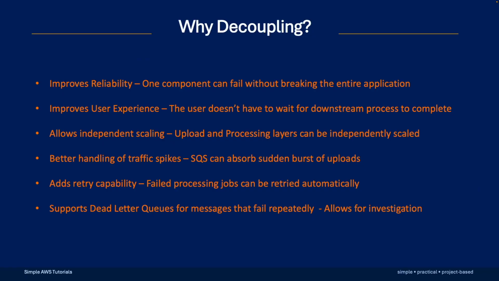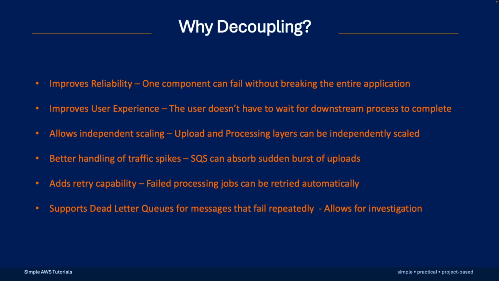It also adds retry capability. So if for some reason any processing job fails, it can be retried automatically. And to add on to that, it also supports dead letter queues for the messages that fail repeatedly. Let's say one of the images that the user has uploaded is failing multiple times. We can put that message in the dead letter queue and have a support team take a look at it. So it allows for better investigation, not only of the user-submitted content, but it may also result in changes to the application logic if required.